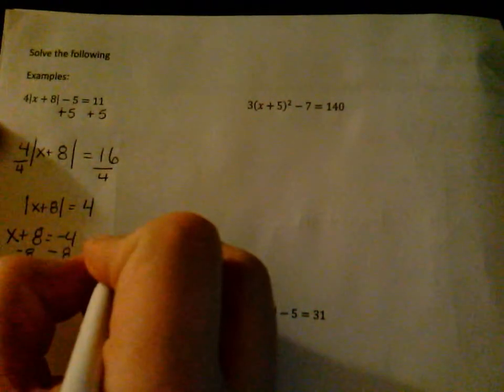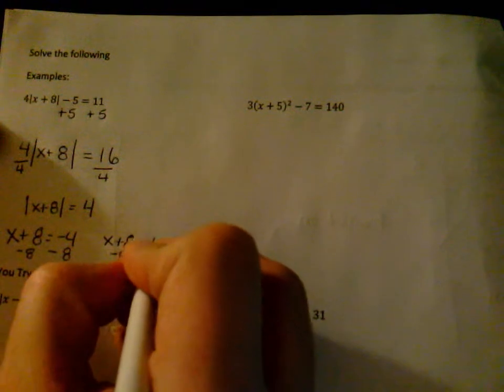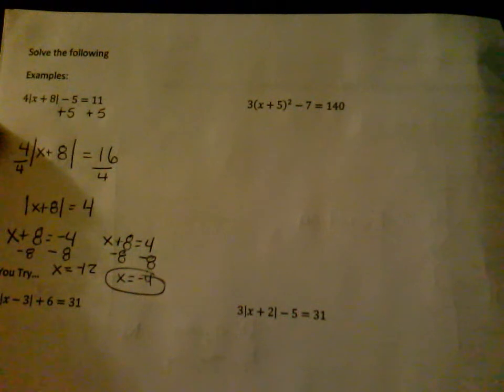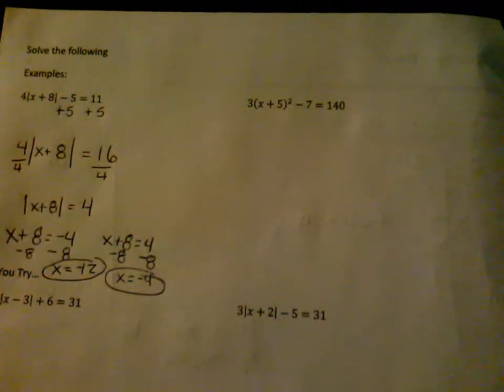From there we solve. So first I subtract the 8 from both sides. X equals negative 12. Then we do this. X equals negative 4. So our two answers here are x equals negative 4 and x equals negative 12.